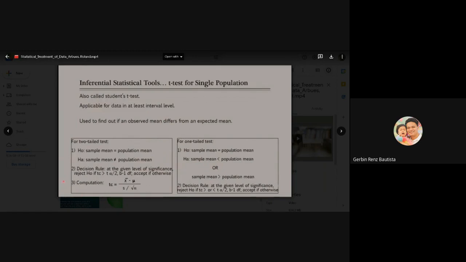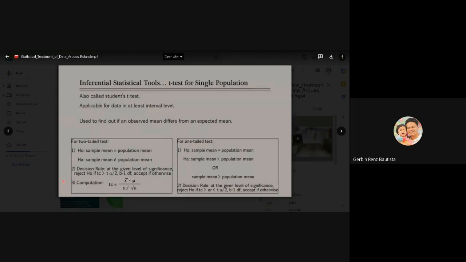The t-test is also called the student's t-test, derived from the fact that it was developed by a student of Fisher, a well-known statistician. This statistical tool is applicable for data in at least interval level. It is used to find out if an observed mean differs from an expected mean.